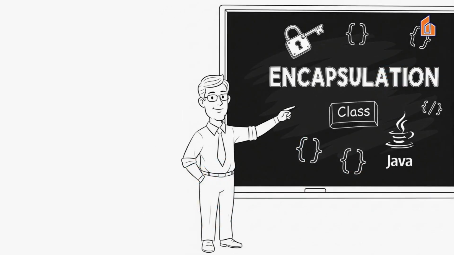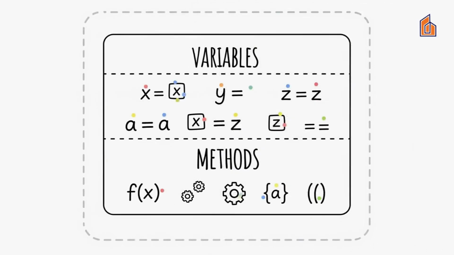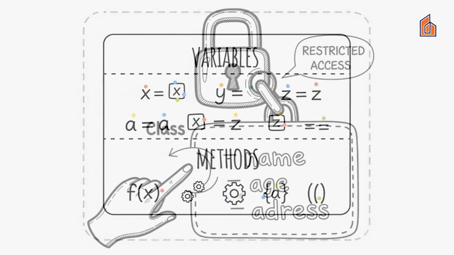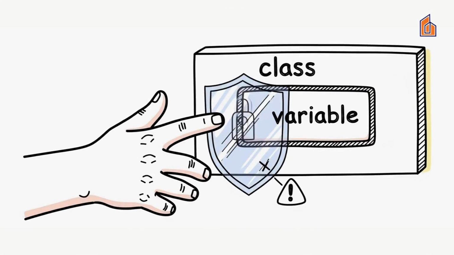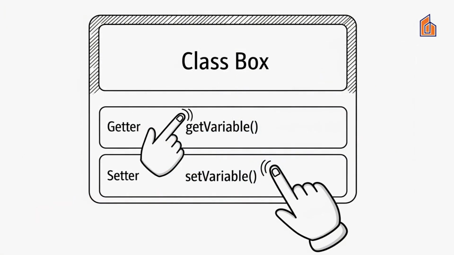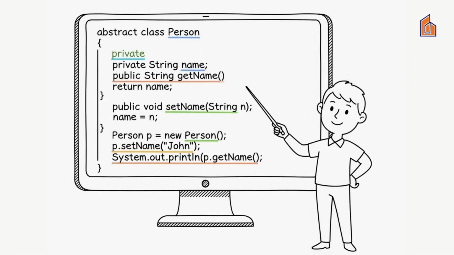Today, we will dive into one of the most important concepts in object-oriented programming, that is encapsulation. Encapsulation simply means wrapping up data, that is variables, and methods, that is functions, together in a single unit, that is a class. But more importantly, it means restricting direct access to the data. For example, we don't allow anyone to directly touch or modify our variables. Instead, we provide controlled access through methods called getters and setters. Now, let's see a demo code.